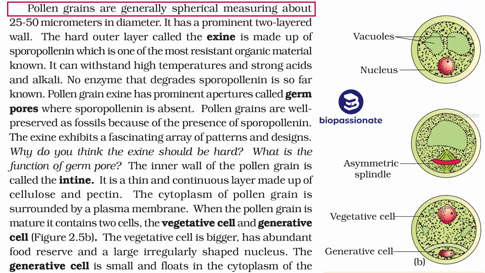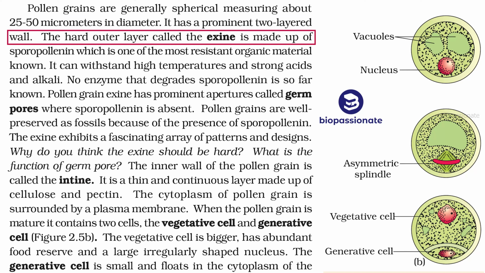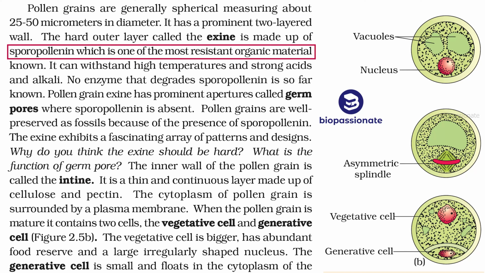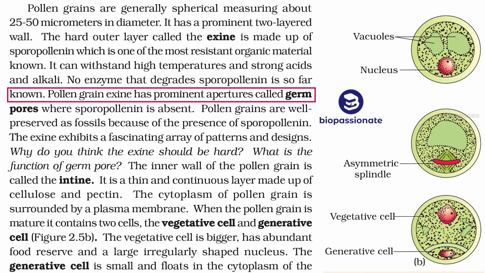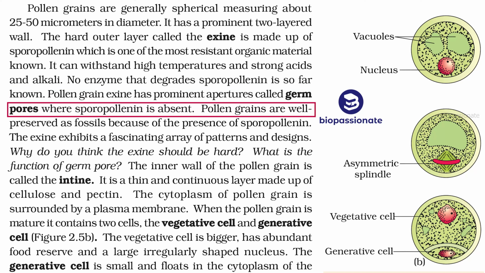Pollen grains are generally spherical, measuring about 25 to 50 micrometers in diameter. It has a prominent 2-layered wall. The hard outer layer, called the exine, is made up of sporopollenin, which is one of the most resistant organic material known. It can withstand high temperatures and strong acids and alkali. No enzyme that degrades sporopollenin is so far known. Pollen grain exine has prominent apertures called germ pores, where sporopollenin is absent. Pollen grains are well preserved as fossils because of the presence of sporopollenin.